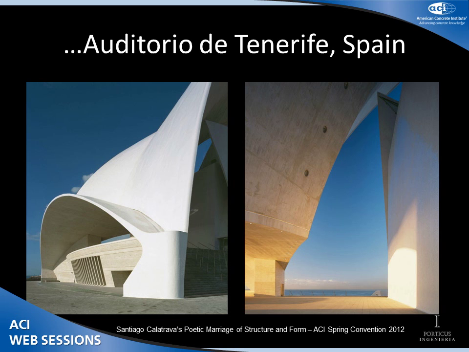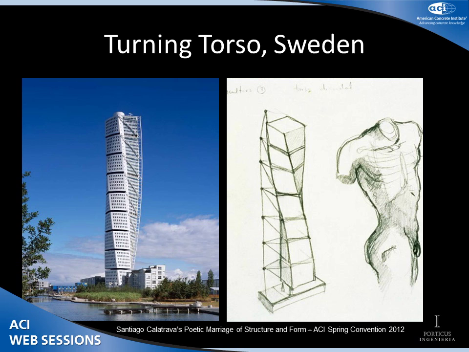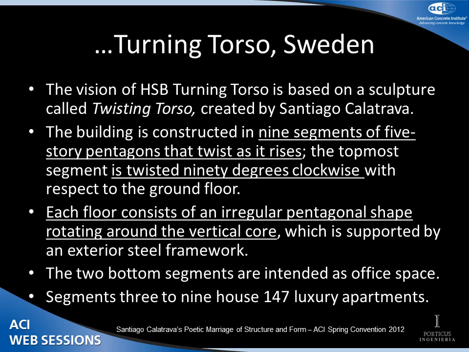And the last one, I could not leave without, is the Turning Torso in Sweden, which was inspired by a sculpture he made himself of the human body. And again, he has to be part of the construction. He has to be able to sit down with the contractor, how it will be built, how it will be done. Otherwise, it cannot be performed. It's basically, as we saw before, 9 segments. Each of the segments is twisted a little bit. And from the bottom part to the top part, there's a complete rotation of 90 degrees between the segments.